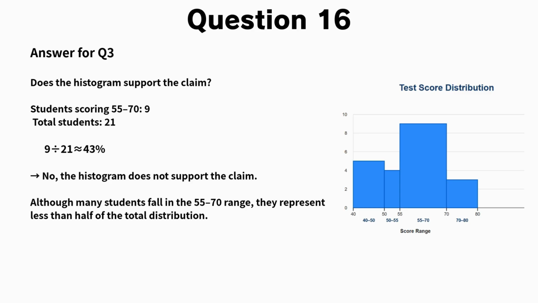This question emphasizes the importance of using precise calculations to evaluate research claims rather than making visual estimates from graph appearances. Even when an interval appears prominent in a histogram, we must calculate the actual percentage to verify any claims about proportions.